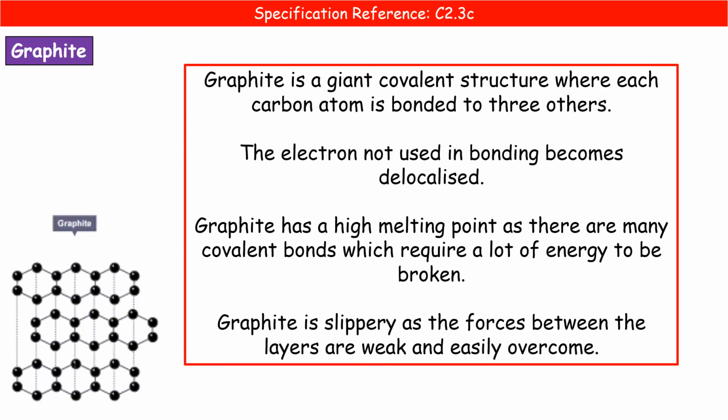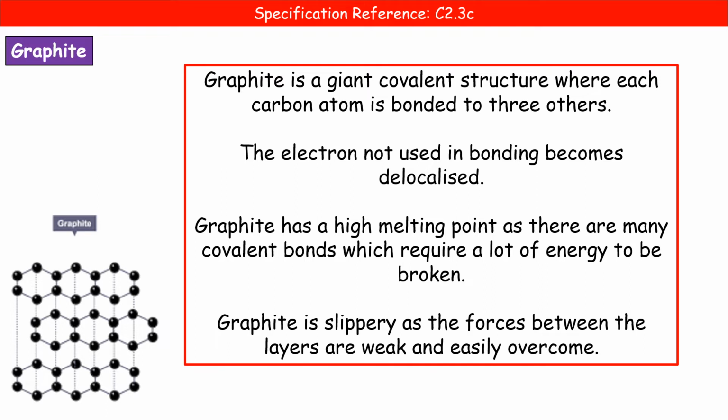Allotrope number 2 is graphite. Graphite is again a giant covalent structure, but this time our carbon atoms are only bonded to 3 other carbon atoms. This means we have 1 electron per carbon atom going spare, and that electron becomes delocalized.